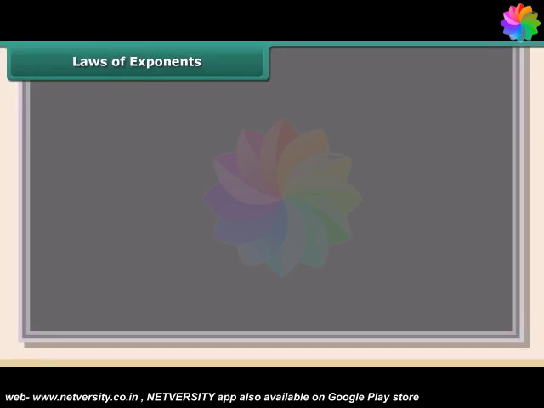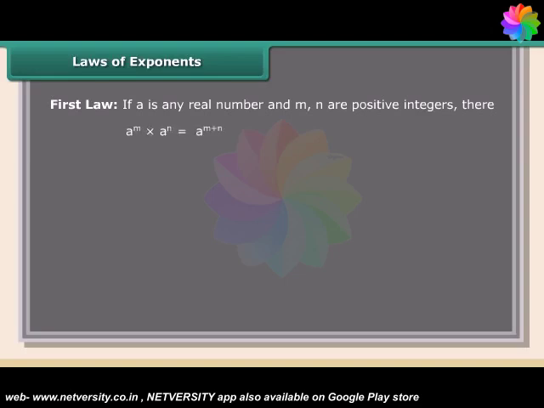Laws of exponents. First law: if a is any real number and m, n are positive integers, then a raised to the power m × a raised to the power n is equal to a raised to the power m plus n. 5 raised to the power 4 × 5 raised to the power 2 is equal to 5 raised to the power 4 plus 2 equals 5 raised to the power 6.